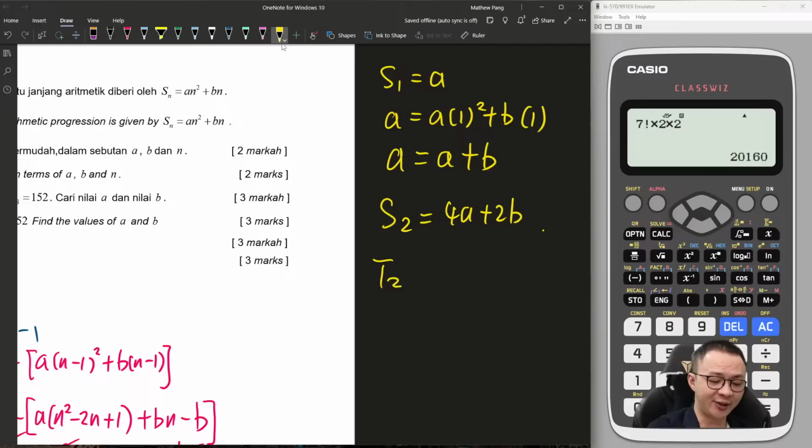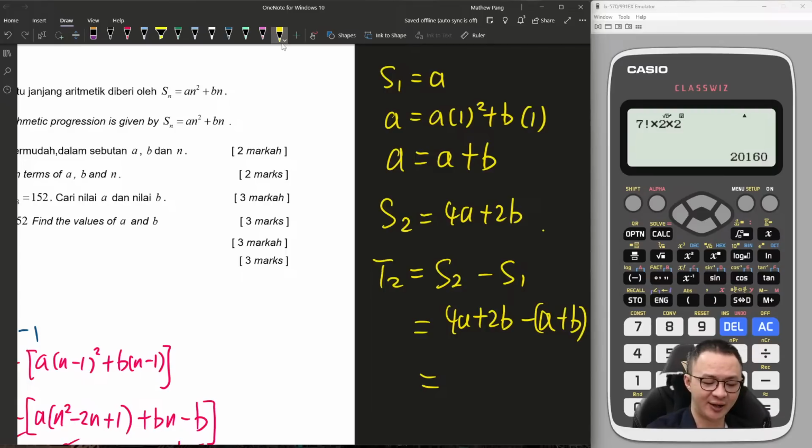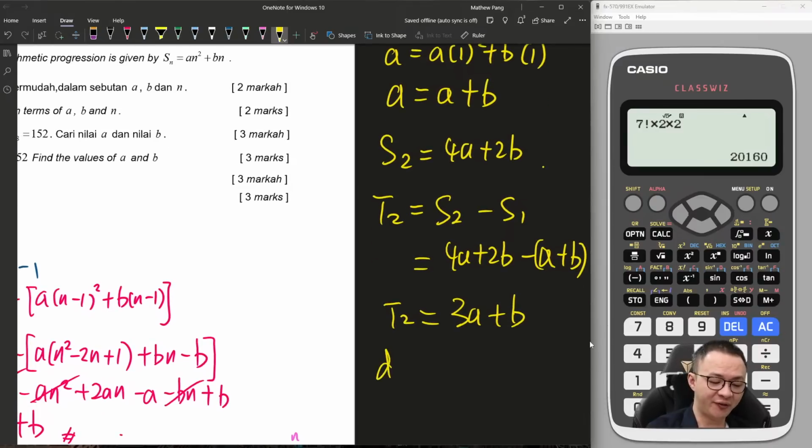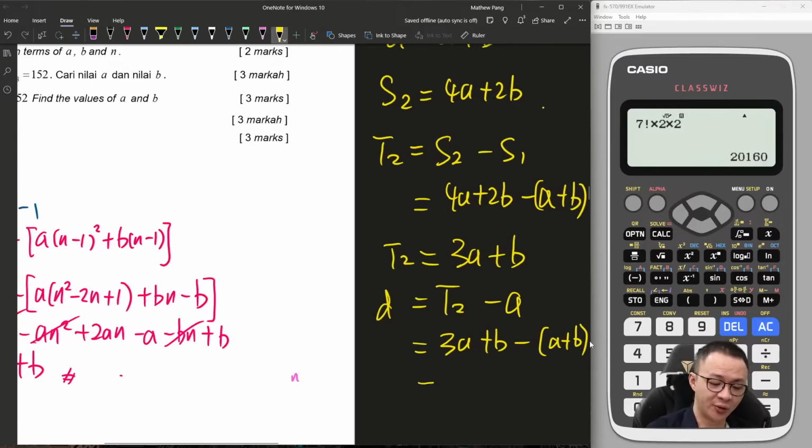So if I want to get the T2, I can use S2 minus S1, right? So S2 is 4a plus 2b minus a plus b. So I should get something like 3a plus b. This is my T2. So if I want to get a common difference, I will take the second term minus the first term. So it's 3a plus b minus a plus b. So this one should give me 2a.